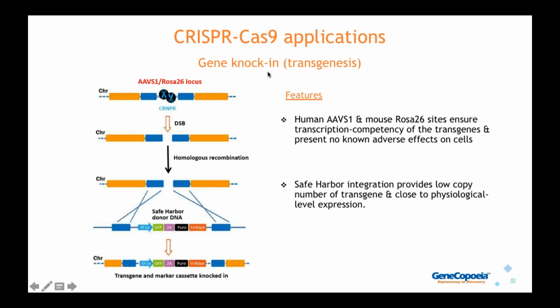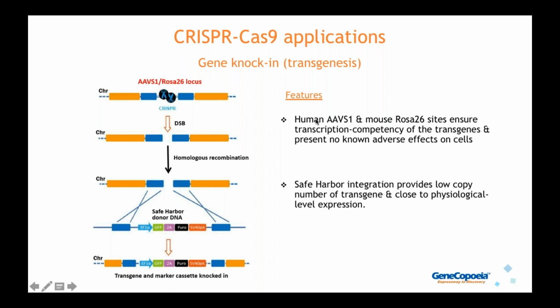Another widely used application is gene knock-in. This is for transgenesis. So let's say you want to knock in a human gene in a mouse cell line, or just a marker like GFP into a cell line for tracking purposes. This has traditionally been done using lentivirus, but the major disadvantage of using lentivirus is that insertion is random, so you can get deleterious insertions that way.